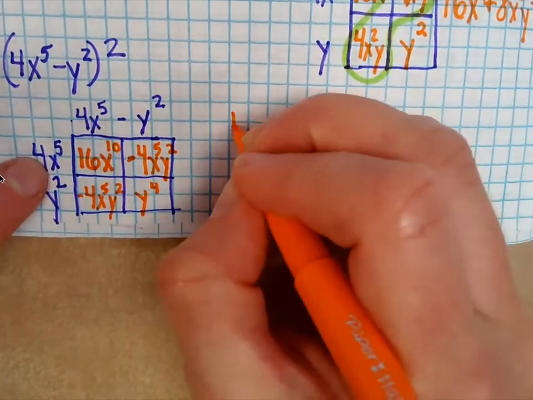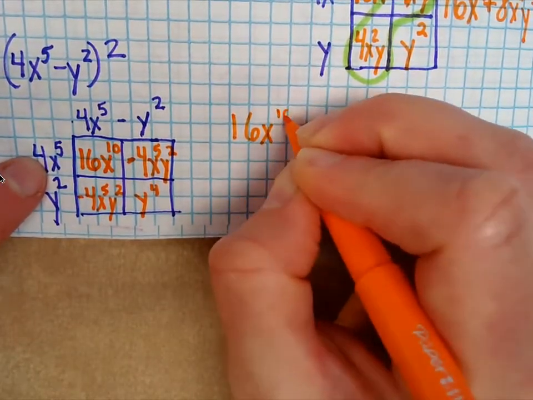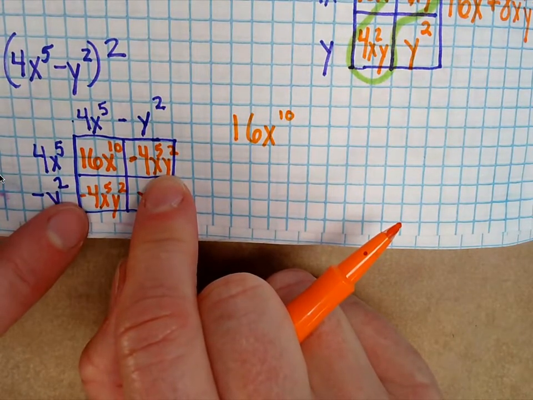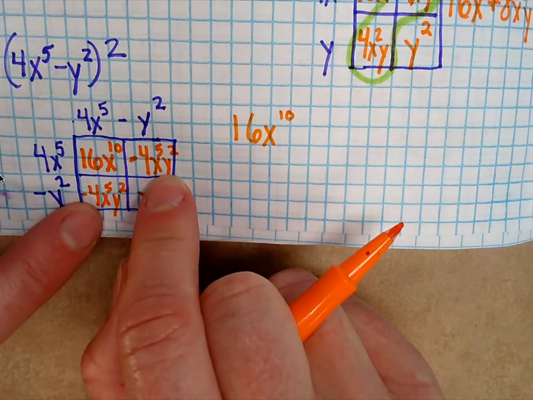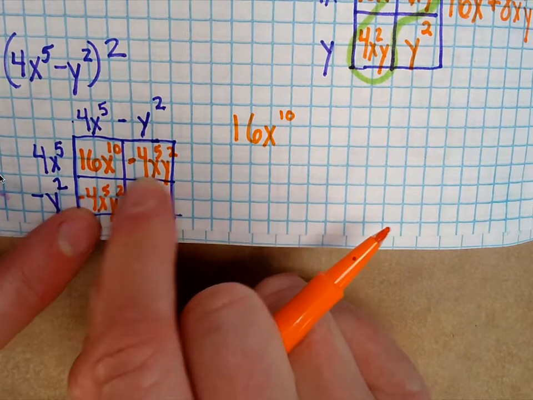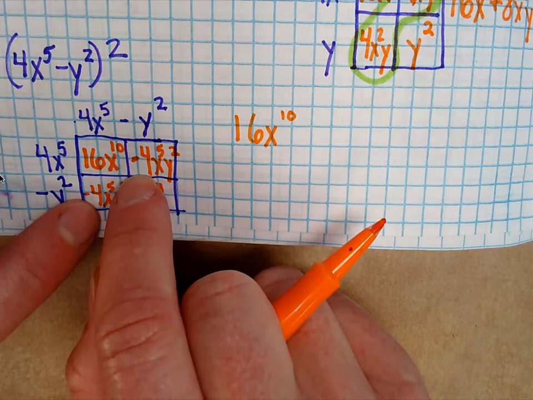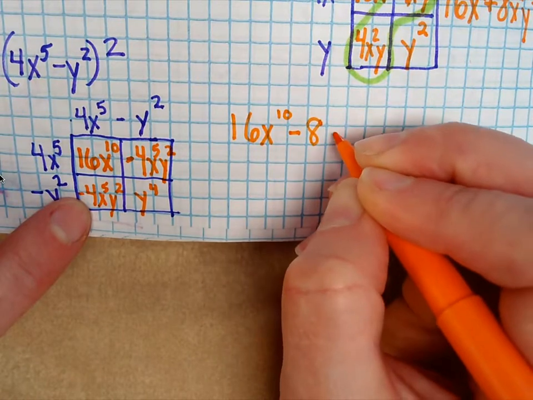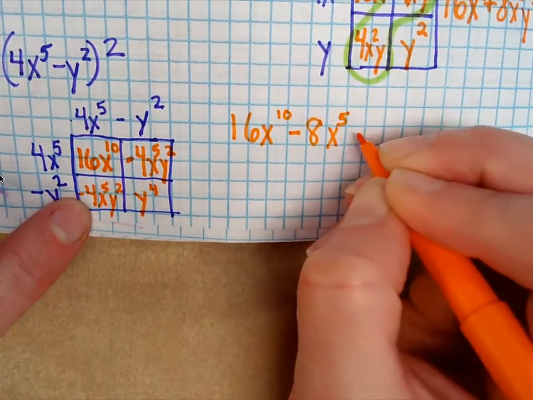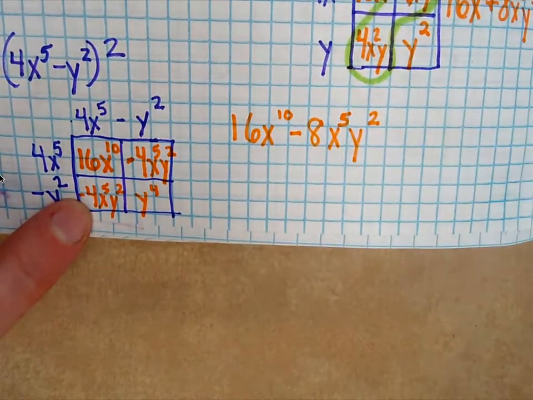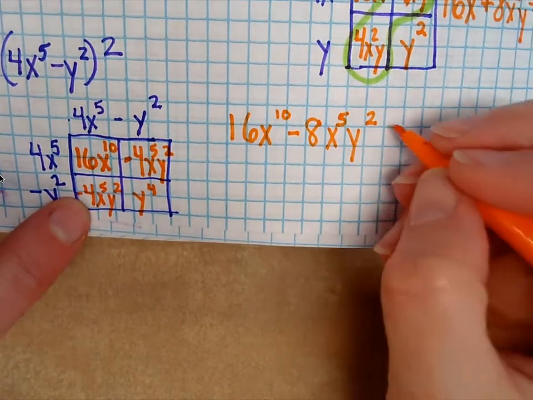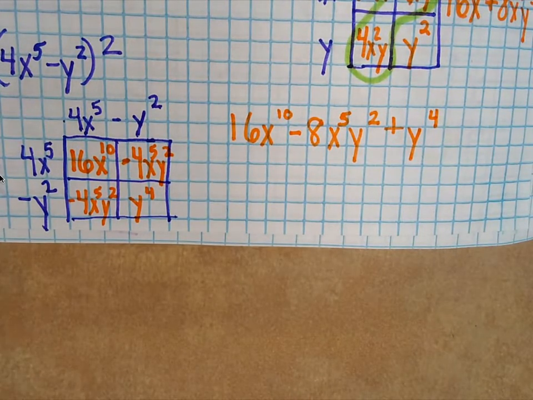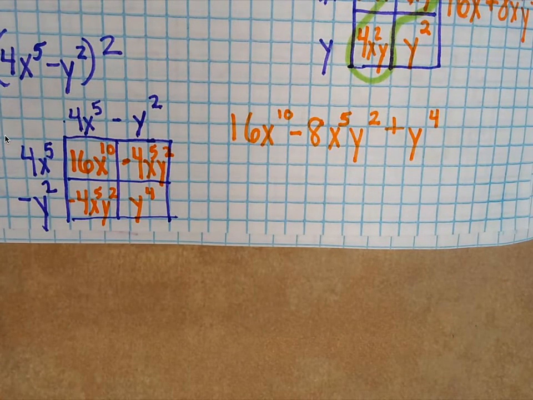All right, so then we have a 16, x to the 10th. Then we have a negative 4 and a negative 4, but they're both the x to the 5th, y to the 2nd. Keep the same variables and exponents. Just add your coefficients. So negative 4 plus a negative 4, negative 8, x to the 5th, y squared, plus y to the 4th. Okay, so you're going to work on your Delta Math. Make sure to show your work.